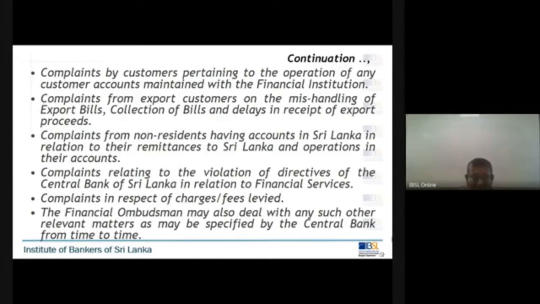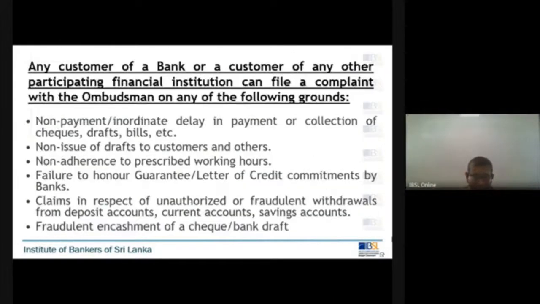So remember, these are the complaints that can usually be lodged with the ombudsman, and these are the types of complaints that usually come. At least you need to know a few such complaints, because sometimes the examiner can ask you. You can easily say: non-payment or delayed payment or collection of checks, non-issue of drafts, non-adherence to prescribed working hours, not behaving professionally, not accepting the claim. Complaints like that.